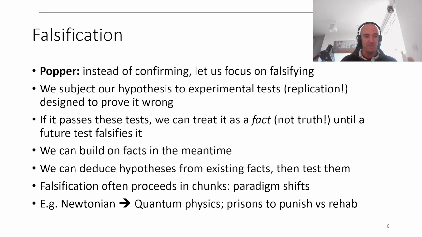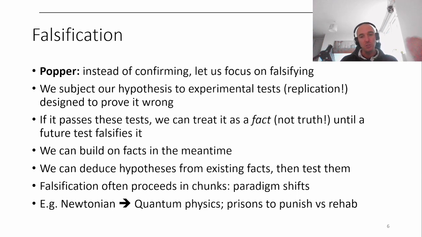There's a slight difference, and we'll explain that in the meantime. We treat it as a fact, which means that it's contingent on future evidence. So as long as the evidence continues to support our belief, we can treat it as a fact. Truth is not so contingent. Truth is just true.